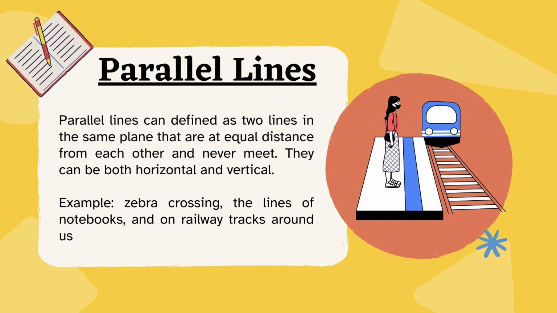Why are these three examples of parallel lines? Because all three have lines that do not cross or meet in their respective paths, and their directions remain parallel to each other.